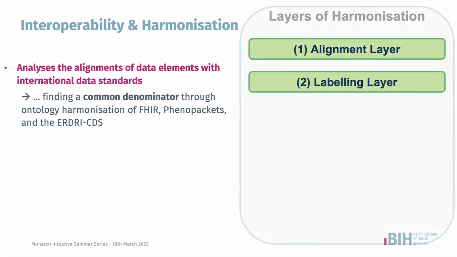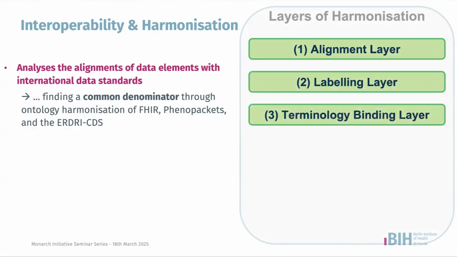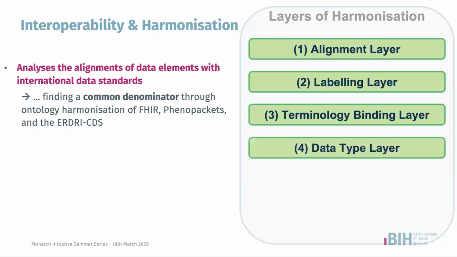How about the labeling layer? How is the data element or the concept itself labeled? Which kind of terminology is it bound to? Which kind of code? Which data type does it have? For example, in FHIR we have a CodeableConcept, but in Phenopackets we have an OntologyClass. It's similar, but not exactly the same, which we harmonize as a code itself, an ontology code. But as you can see, in this case it was an indirect harmonization. They were harmonized indirectly, but there's still something unharmonized about it, so to say.